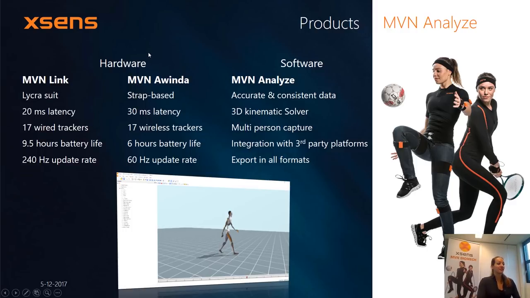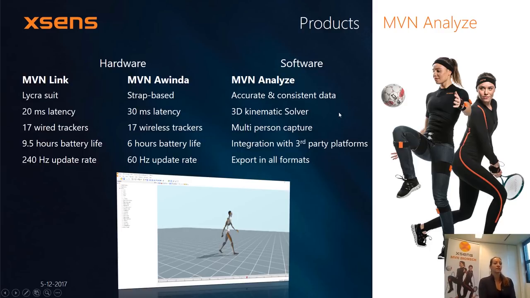So I mentioned already something about the hardware. Notice also some differences in the battery life and the difference in update rate. This is all due to how the hardware is actually developed. Both systems provide the same data accuracy, but due to the hardware differences and the difference in placing the motion trackers on the body, one system might be more suitable or more comfortable to use in an application compared to another. And next to that, the software, MVN Analyze, provides you with accurate and consistent data. So anytime that you use the system, set up the system, calibrate, the system will provide you with consistent data and high repeatability, let's say.